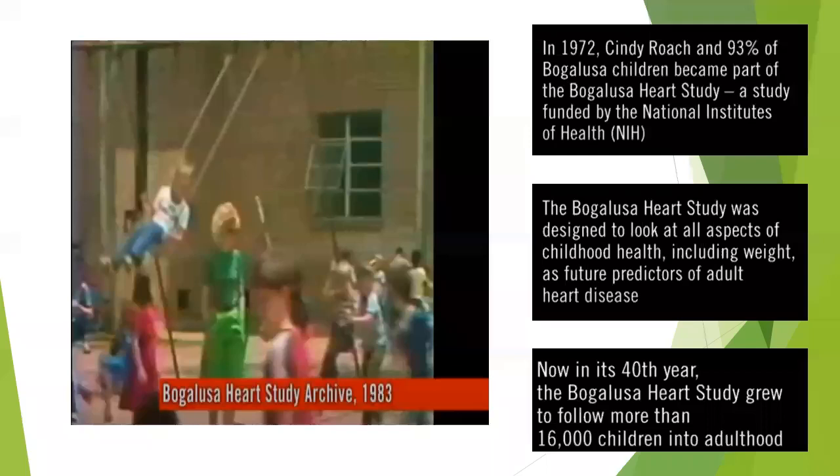So, 1972, 93% of Bogalusa children became part of the Bogalusa Heart Study. That's almost 100% of all the children in one town. When you are doing a study and you have 1 or 2 people in your study, are your results going to matter that much? Is 1 case or 2 cases going to matter? It might for specific people, but now we're looking at a whole city. So this is why this is important. That's a picture from 1983.